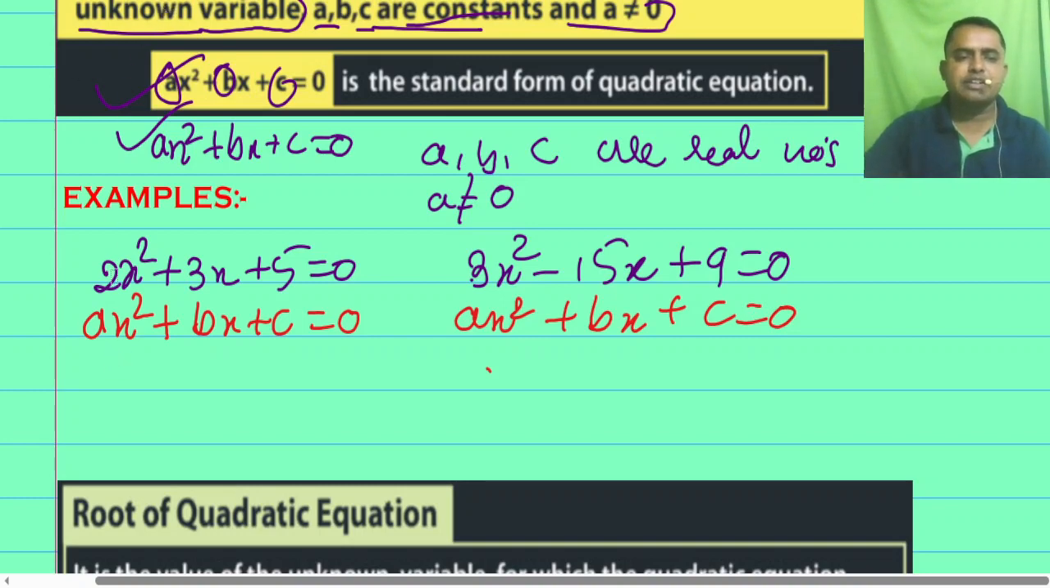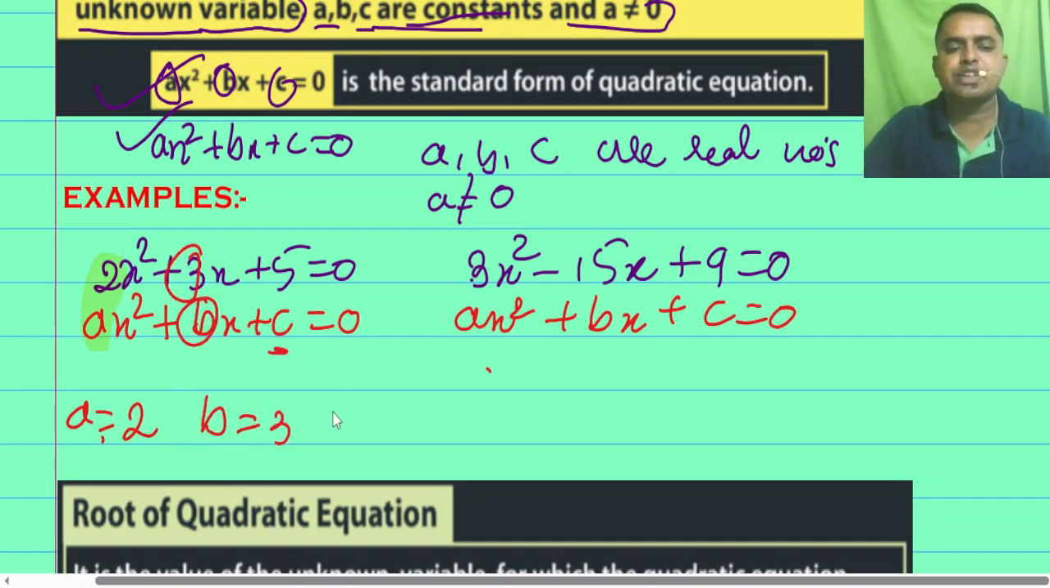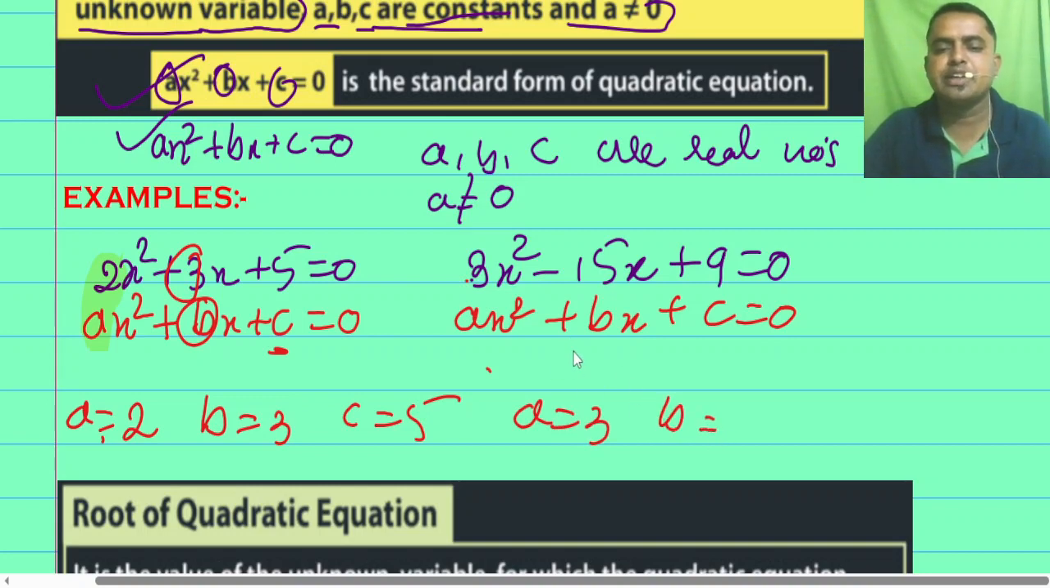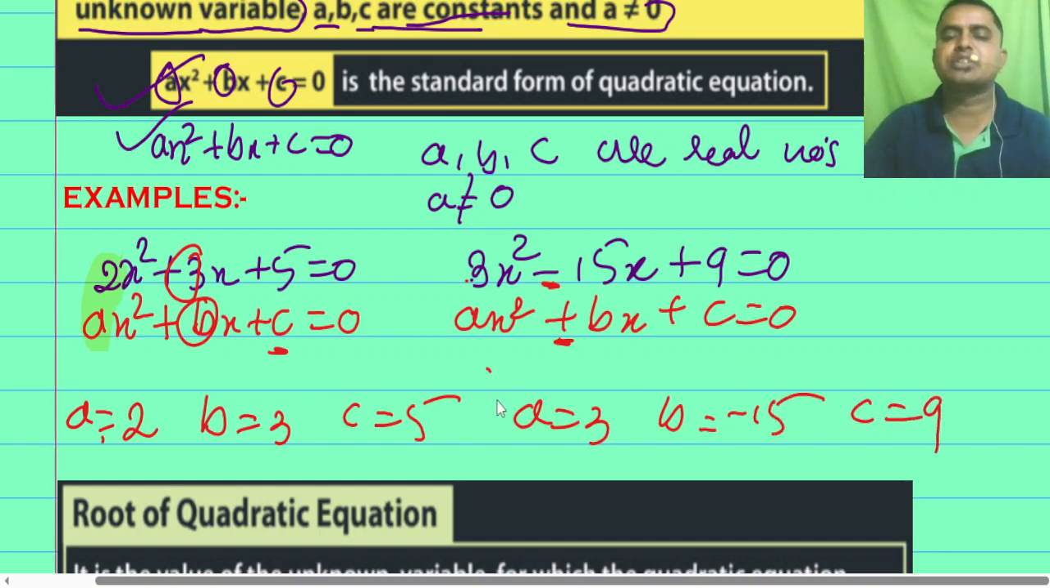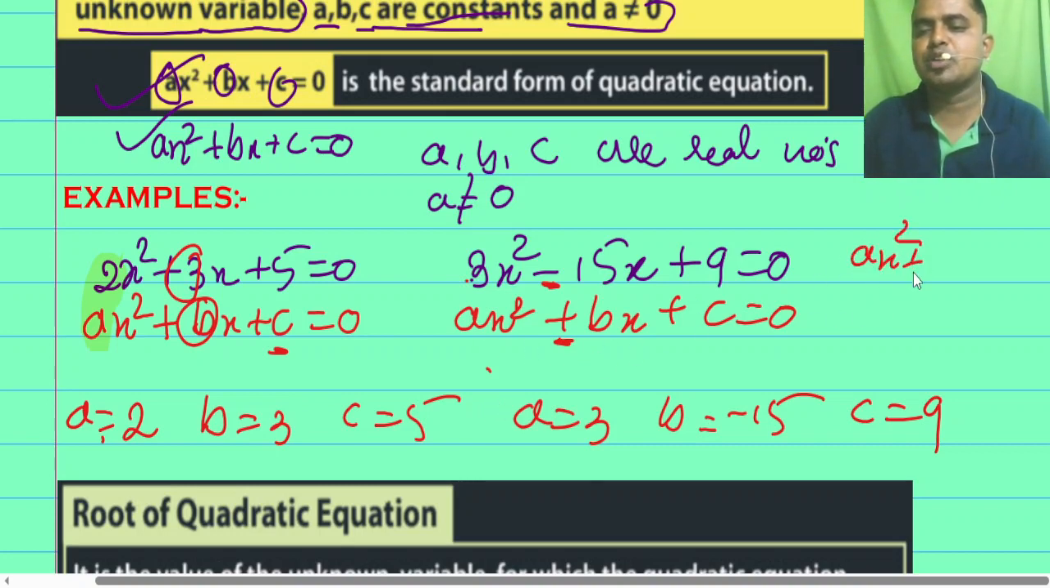Here, the value of a is 2, b is 3, and the value of c is 5. In the second example, a is equal to 3, and here plus is there, here minus is there, so we have to take b as minus 15, and c is equal to 9. So any equation in the standard form ax square plus bx plus c is equal to 0, such type of equations are called quadratic equations.